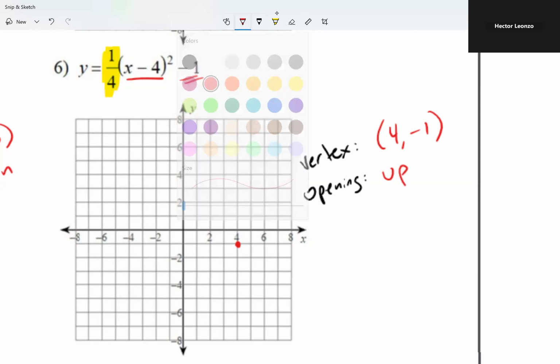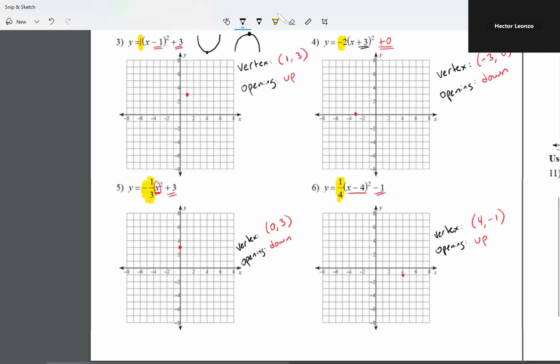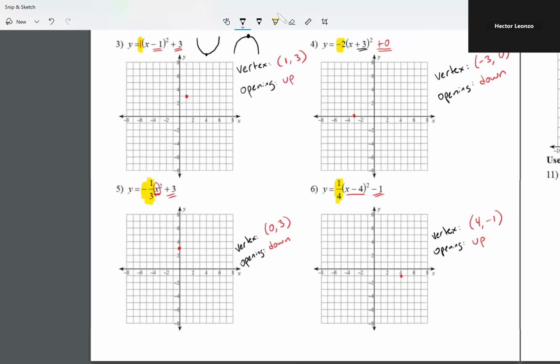But I said I was going to do 2 assignments, right? So the first assignment is vertex and opening. That's all we're looking at. The second assignment, I'm going to ask you for the maximum or minimum value. So max or minimum value. And then I'm going to ask for the x-intercept.